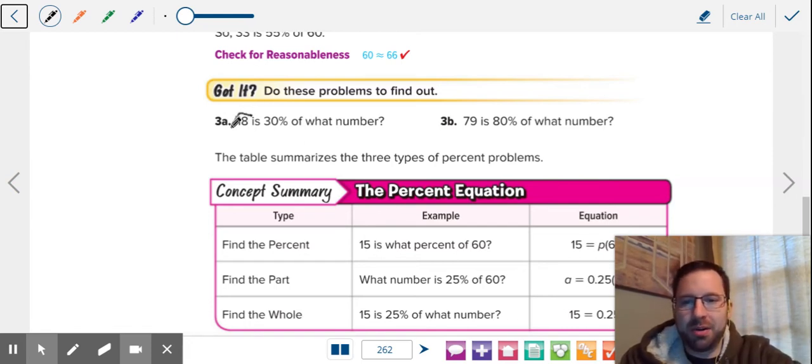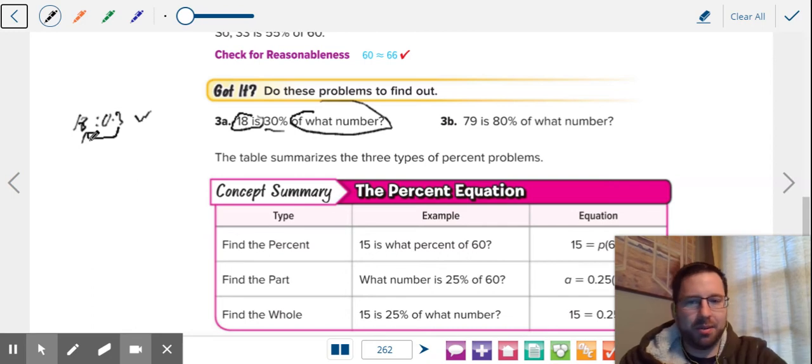In this case, we know the part, 18 is 30%. We don't know the whole this time. So 18, 30% as a decimal, and whole. Now notice this time we have to divide by the decimal instead of divide by the whole. The part is the key. 18 divided by 0.3 is 60.